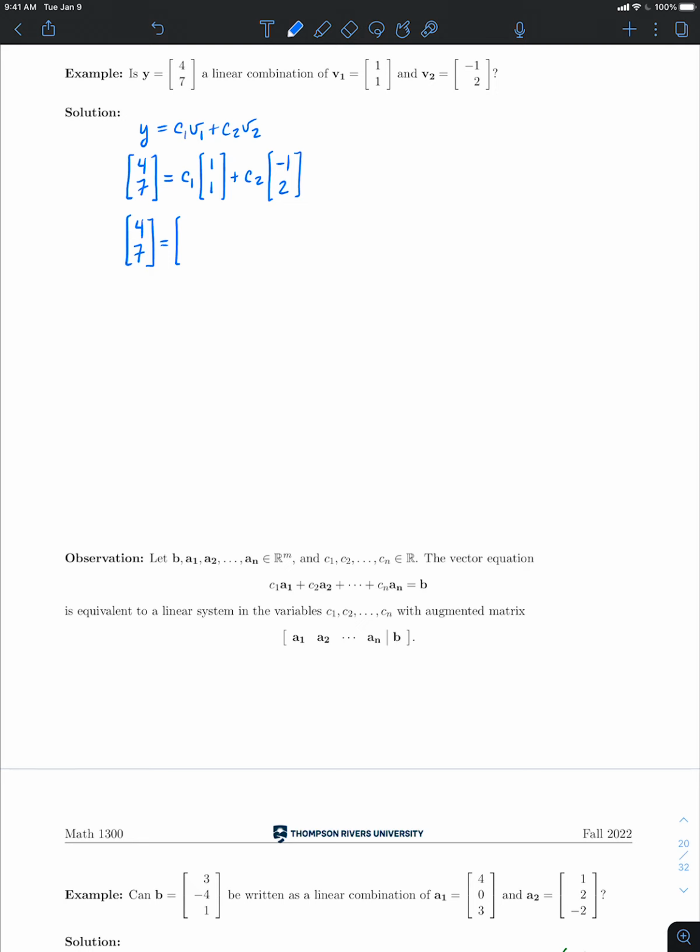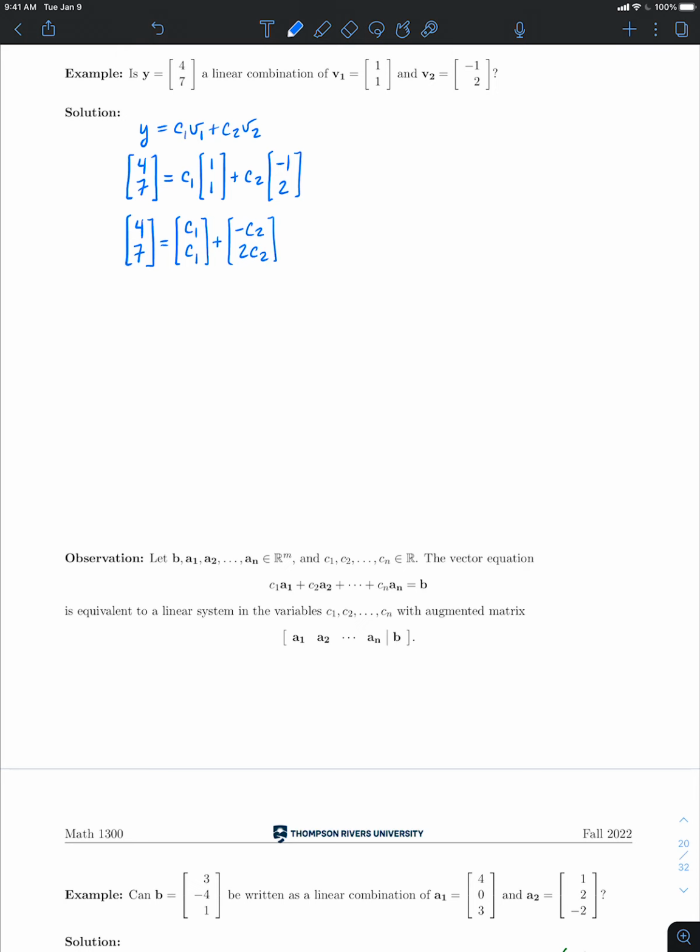I don't know what the scalars are, but I could still follow the rules of vector arithmetic and multiply them in, right? So if I multiply both of the coordinates 1 and 1 by c1, this is what I'm going to get. So this is what it looks like if I take this c1 and multiply it into the vector v1. And then I'll do the same thing with the scalar c2. I'll multiply it into the vector v2. So we'll have negative c2 and 2c2.